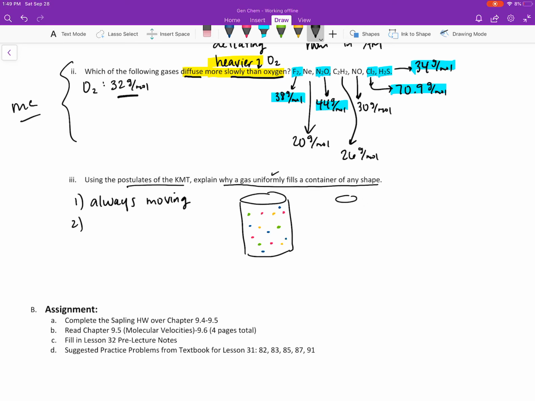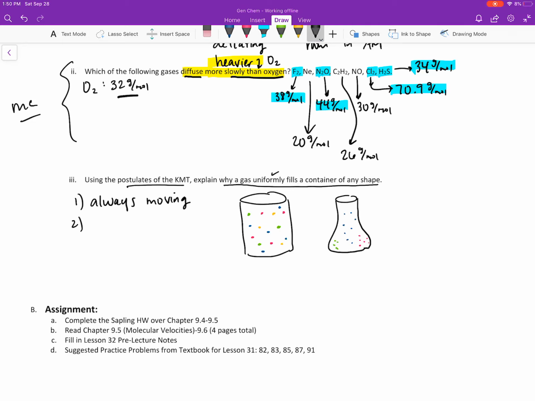If I put it into an Erlenmeyer, I never do very good at that right-hand side and making it symmetrical. Okay, you're not going to have a pocket of this gas here and this gas over here, like this. Because they're always moving around, the gas molecules will evenly distribute themselves.